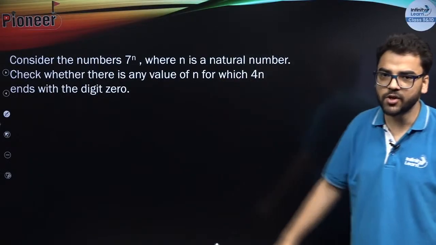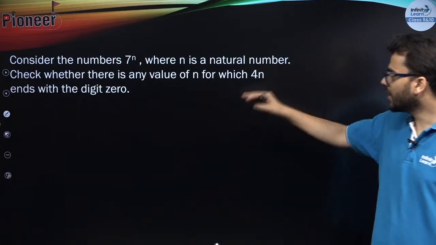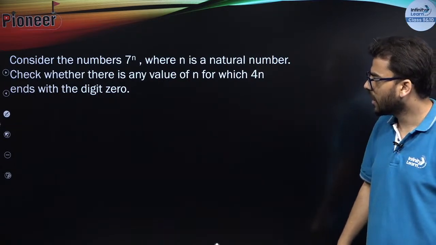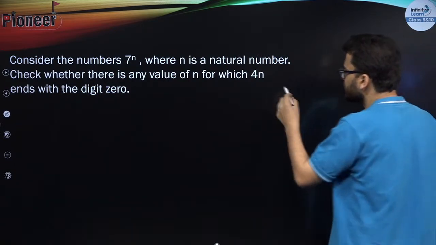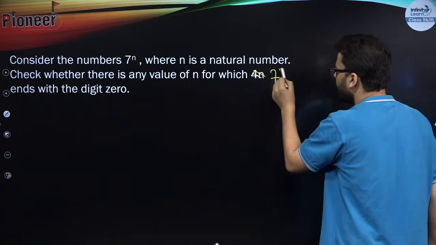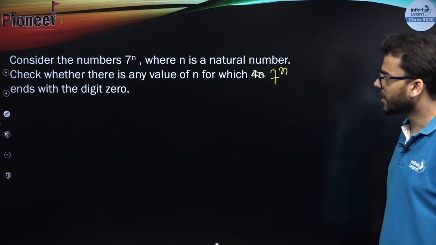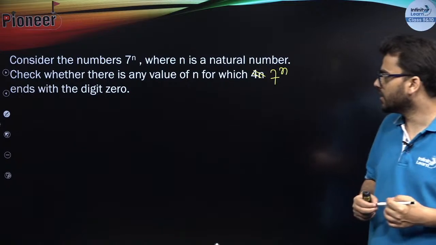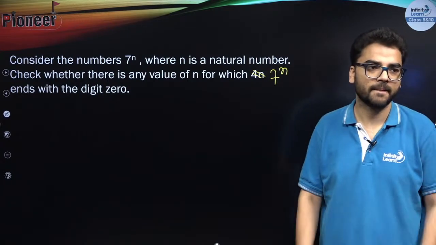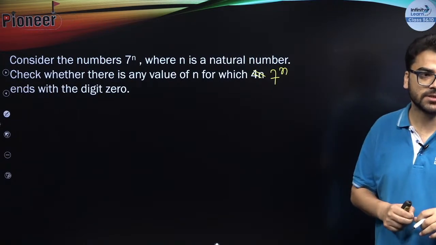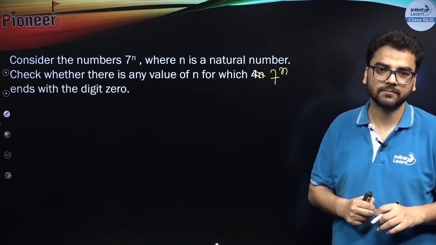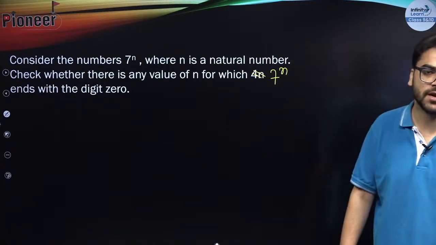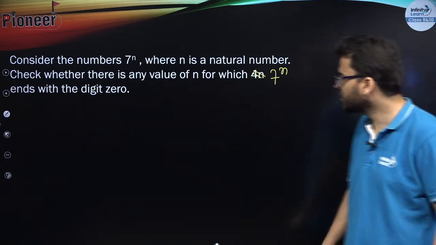So suppose you have got this question: consider the number 7 raised to the power n, where n is a natural number. Check whether there is any value of n for which 7 raised to the power n ends with the digit 0. Can you tell me? Can 7 raised to the power n, where n is a natural number, end with the digit 0? Tell that, guys. Is it possible? So it's a kind of theoretical question. It is there in NCERT only. It is one of the basic questions which you can do.